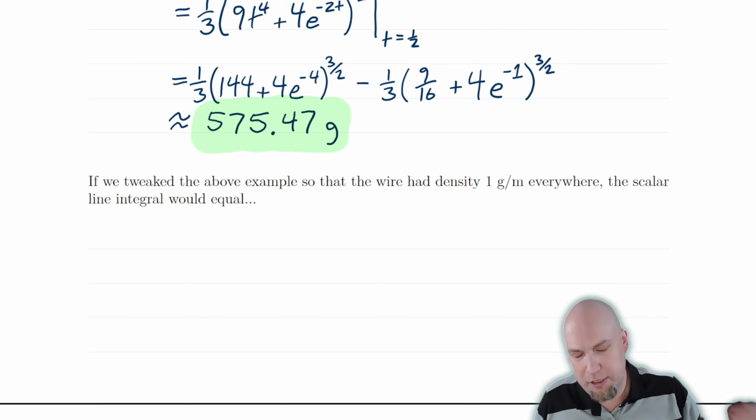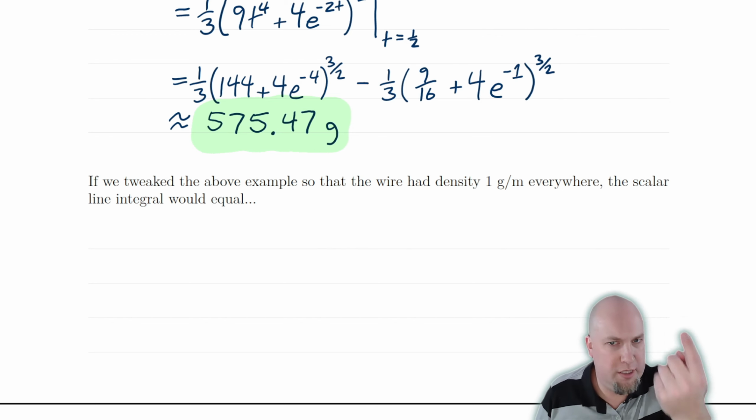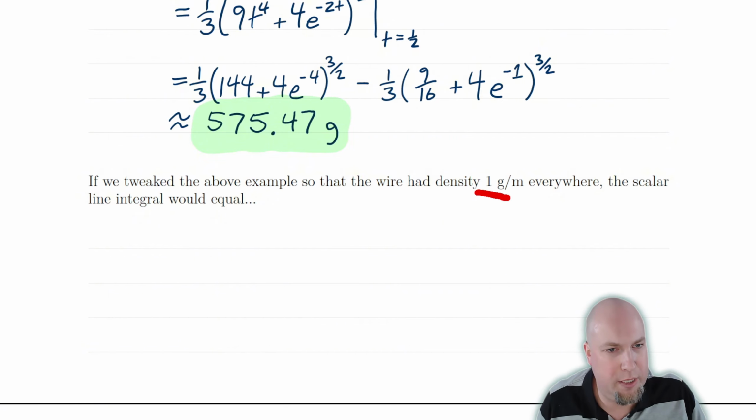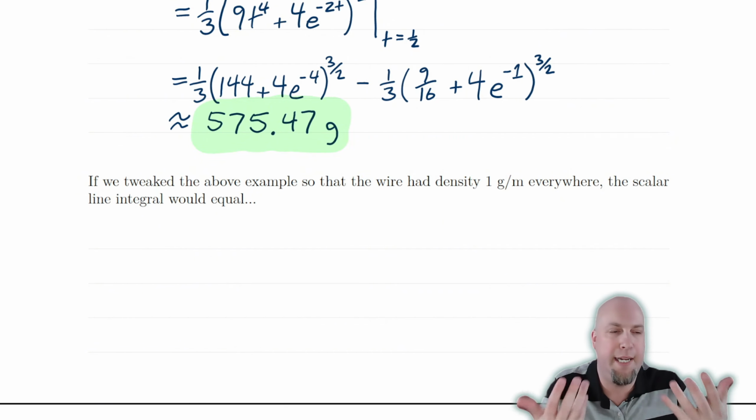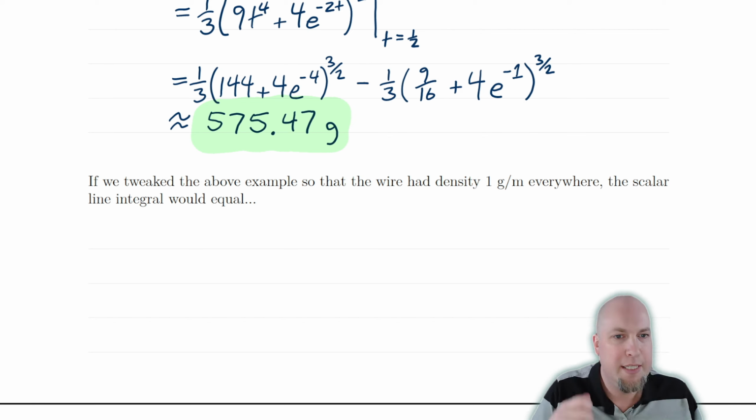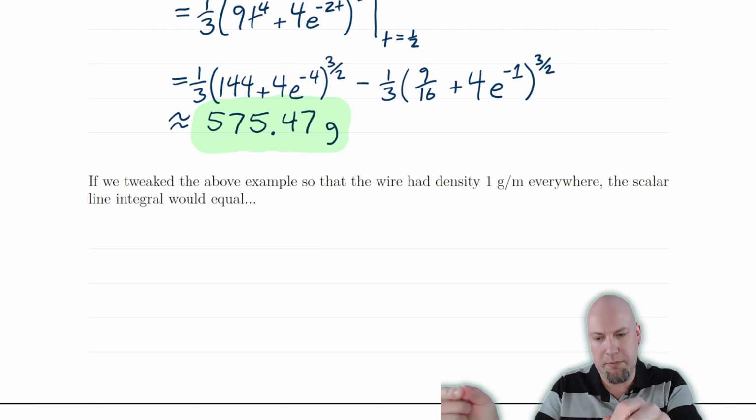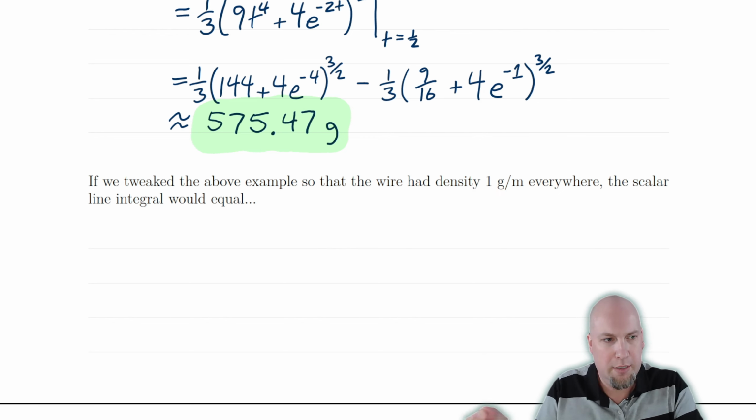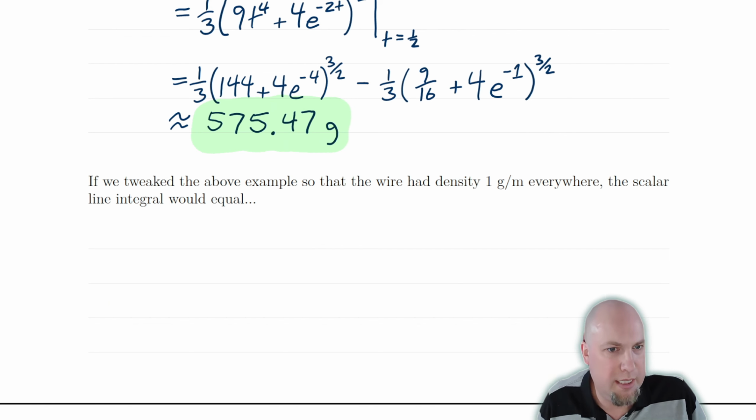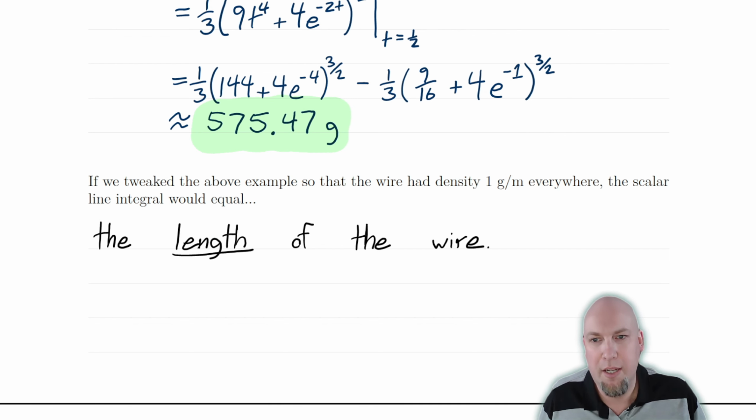Well, we just talked about how of course it's got to give you mass, just like it did above. The only thing that's different is what the density is. The interpretation of the scalar line integral is still the same. So it's still going to give you mass, except if every gram corresponds to just a meter, then the mass is going to equal the length, right? The number of grams equals the number of meters. So this integral would also give you the length of the wire.